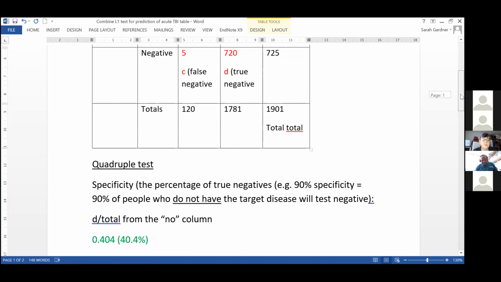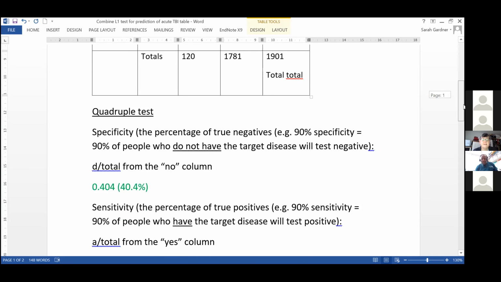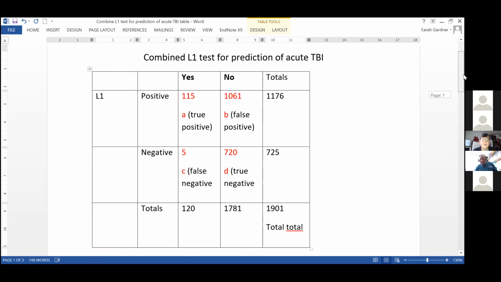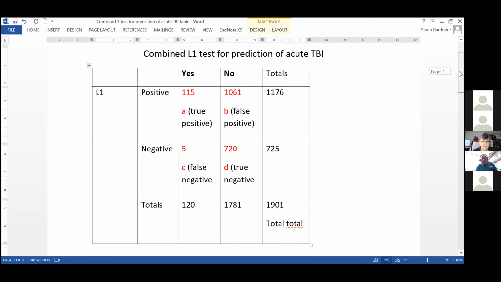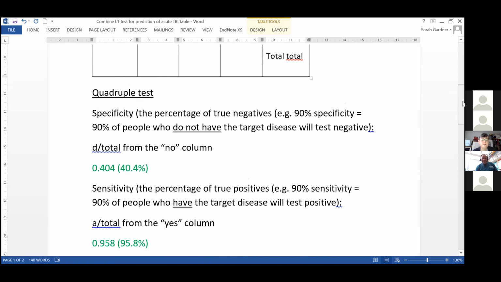Okay, so who shall we dob in for the sensitivity then, which is A divided by the total of yeses? No volunteers. Do you think we've thrown them? It's A divided by total of yeses. It's 115 divided by 1176, which should be around 9.7%. Yeah, it's lovely. There we go. So these are not too tricky.